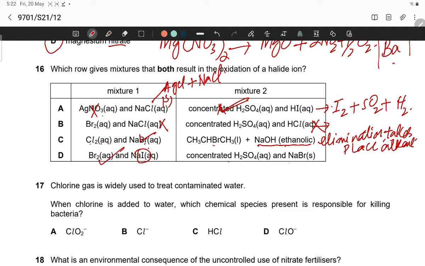Concentrated H2SO4 and NaBr is also oxidized. Sulfuric acid acts as an oxidizing agent which oxidizes bromide ion to form bromine gas, Br2. So this is also incorrect. Correct. So this option is correct.